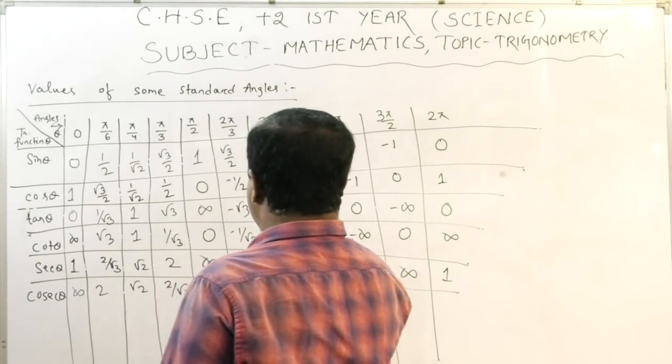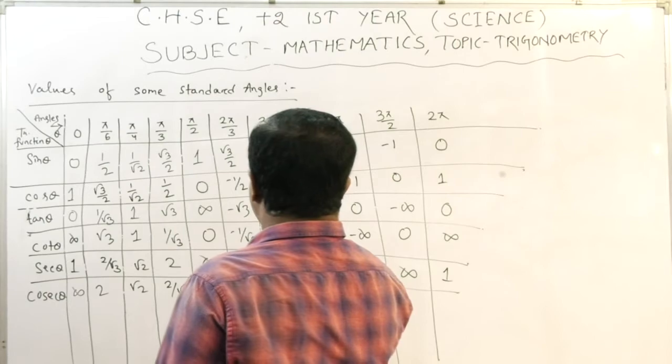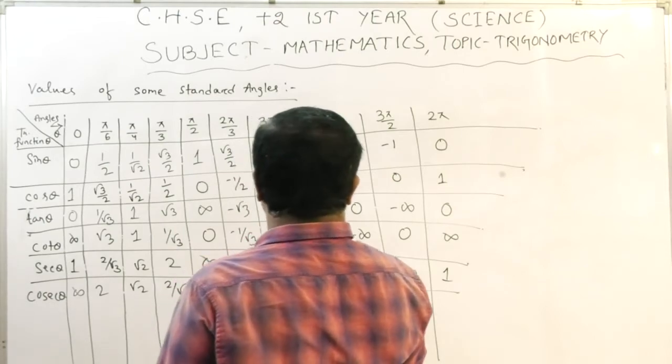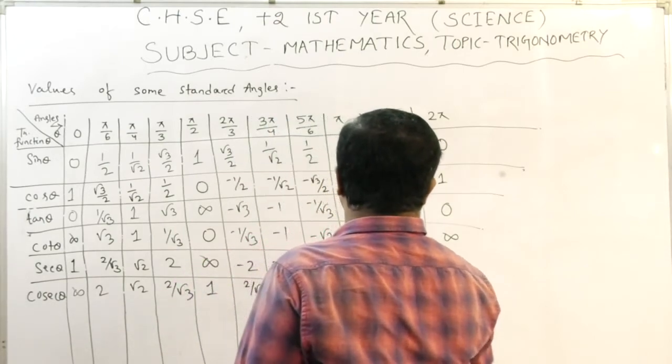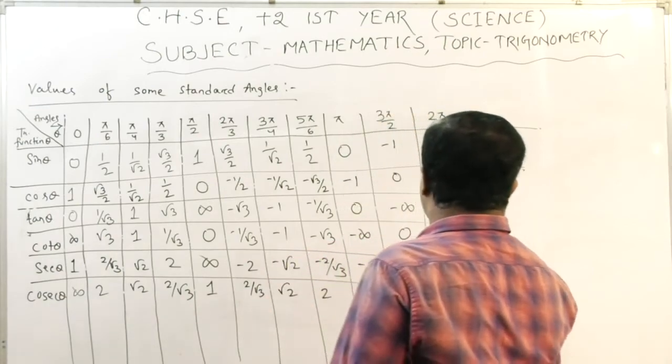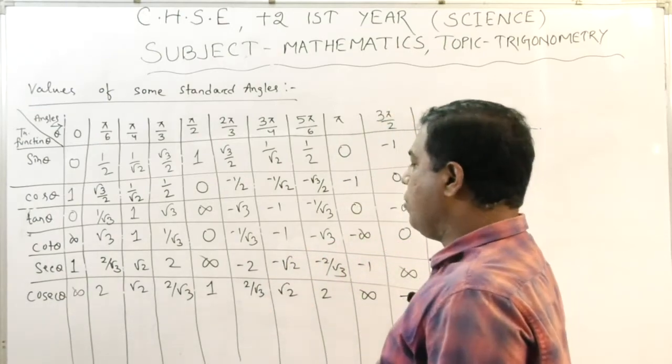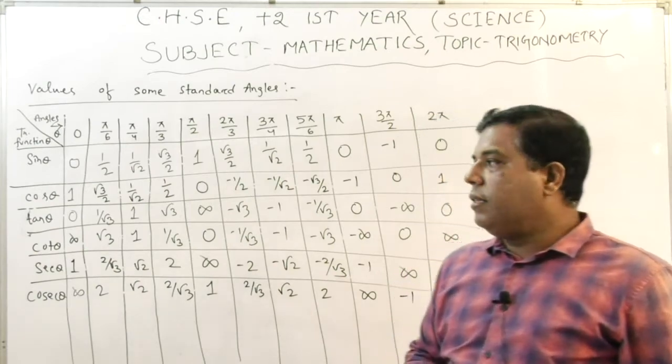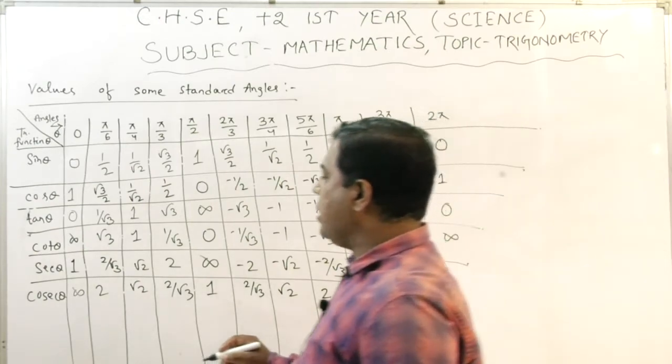It is 2 upon root 3. It is root 2, and it is 2. It is infinite. It is minus 1. It is also again infinite. Okay, dear students, so you see this is the value of the cosec angles.